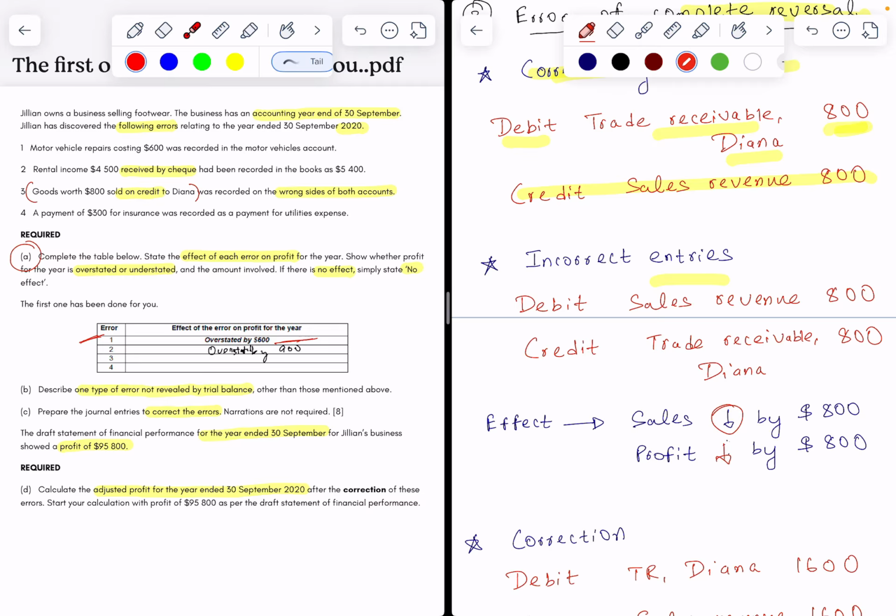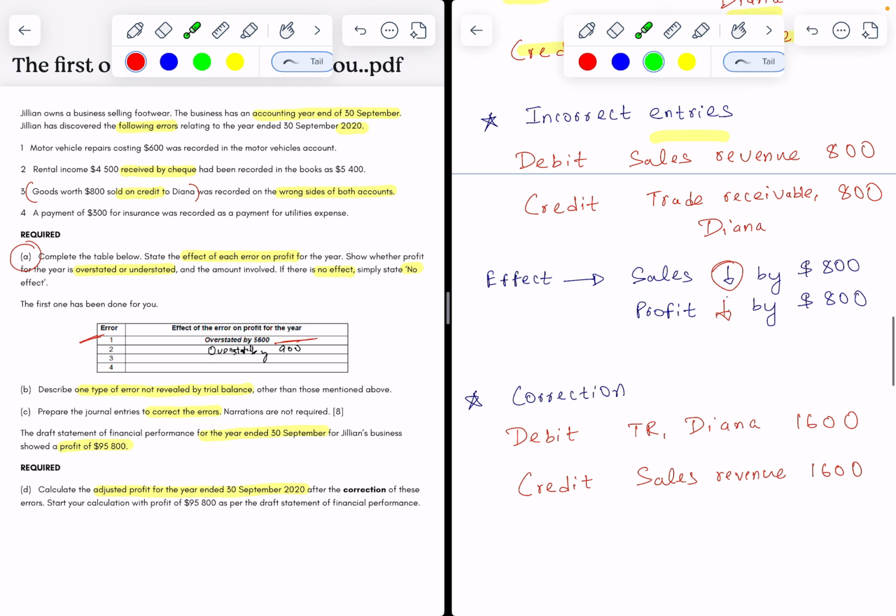We want to correct this in such a way where ultimately, after the correction is done, we want to end up with a final balance of credit 800 in the sales revenue ledger account and a final balance of debit 800 in the trade receivable Diana ledger account. So let's look into the correction journal entries.